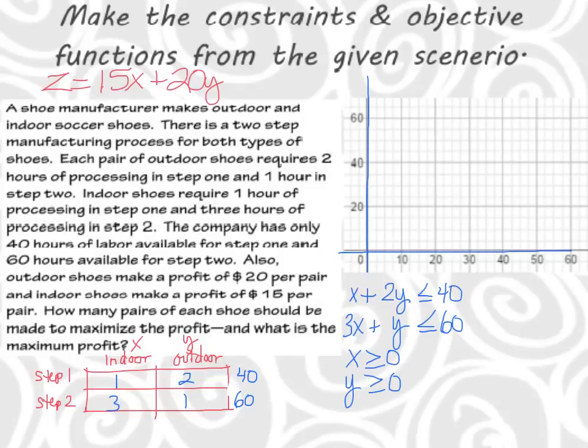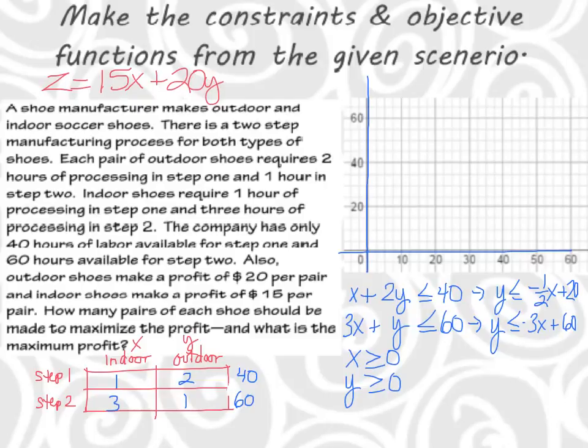Okay, so we can start off and we can put them into slope-intercept form. So on this one, I'm going to subtract the x and then divide by the 2. So then y is going to be less than or equal to, subtracted the x, so it's going to be a negative 1/2 x plus 20. All right, this next equation, I'm going to put in slope-intercept form, so y is going to be less than or equal to negative 3x plus 60. Now I put these both into slope-intercept form, and then I'm going to go ahead and graph them.